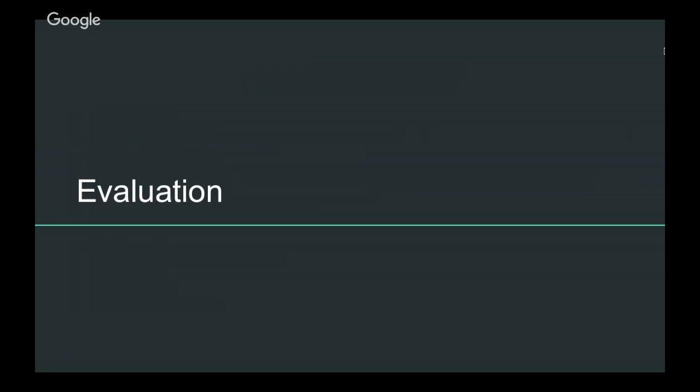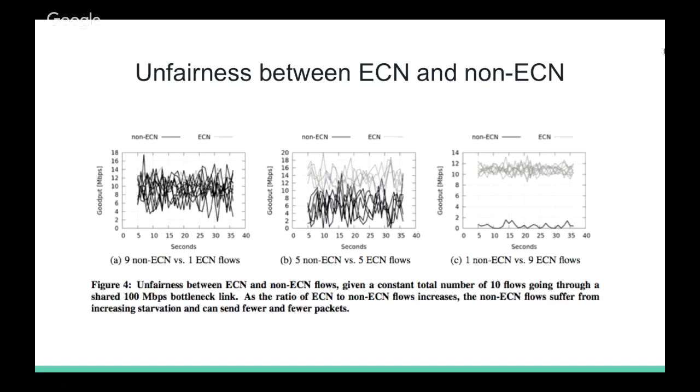Okay, so the researchers evaluated this experiment, the difference between ECN and non-ECN flows. What this means is, I think we had mentioned this particular image before in the presentation, but this graph demonstrates unfairness between ECN and non-ECN flows by plotting the time series of their goodput. It shows that while ECN flows share the bottleneck equally among themselves, non-ECN flows become starved, like in part B and part C.